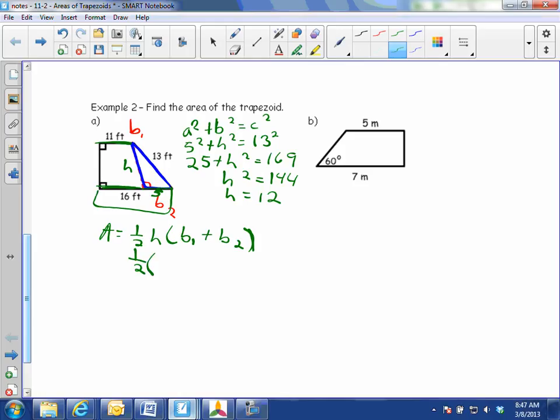All right, so what's our height? We just figured that out. What's our bases? 11 and 16. Good, 11 and 16. So 11 plus 16 gives us 27. Half of 12 is 6. What's 6 times 27? 162. Don't forget to be squared.